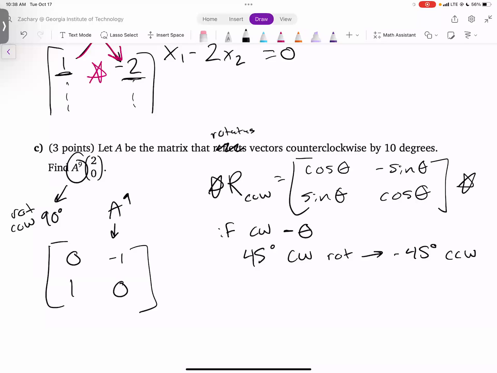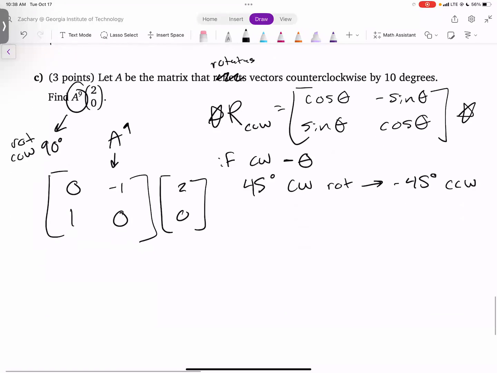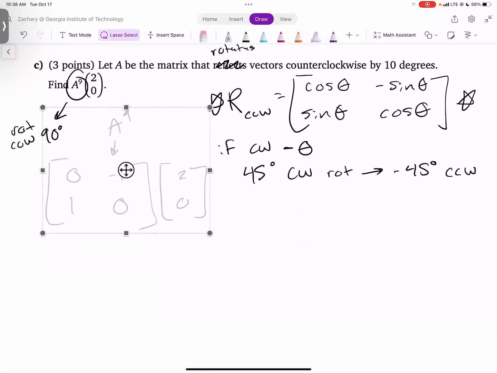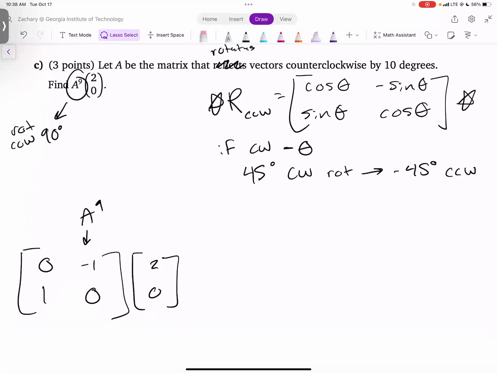This is a rotation by 90 degrees. What this question is asking is A to the 9th times (2, 0). So we're just multiplying this by (2, 0). The way I like to think about matrix multiplication is I write the two matrices next to each other, and then I move one up so that they're corner to corner.